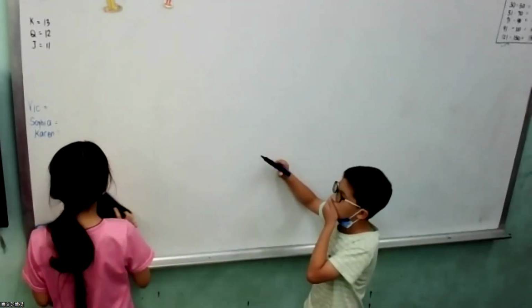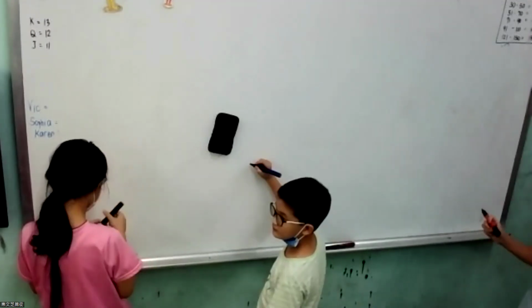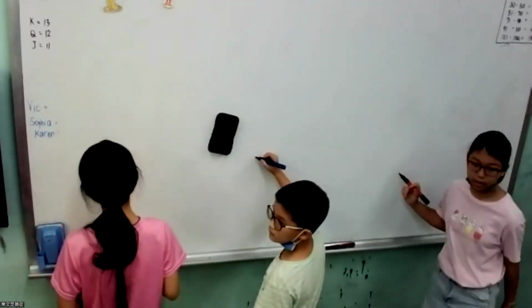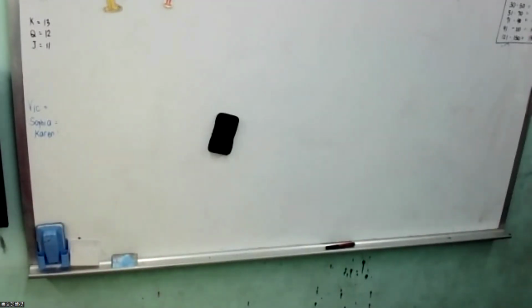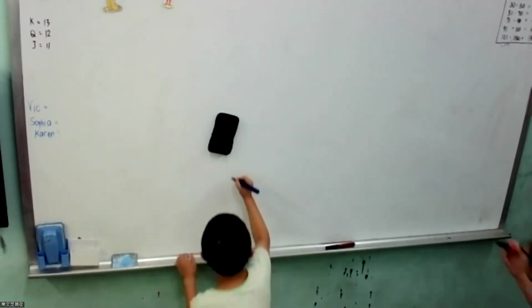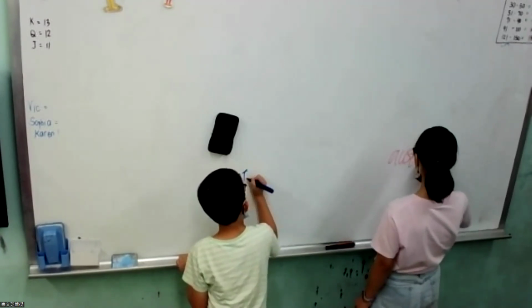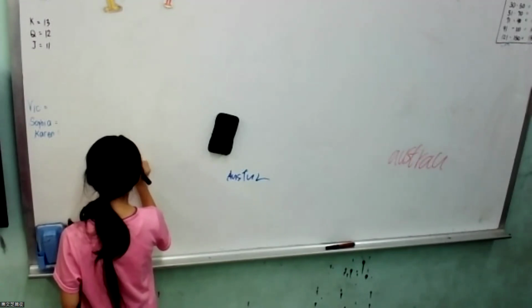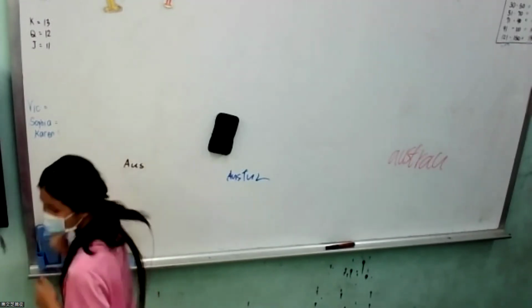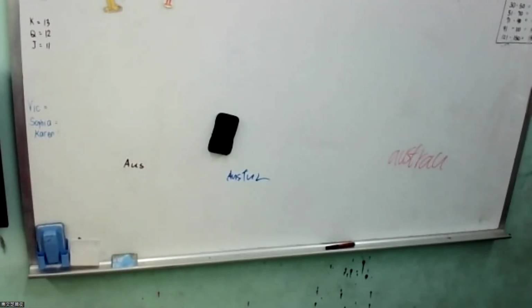Next, what continent is the smallest continent? This is the continent where you can find a lot of kangaroos, and it is the smallest continent. Write the name properly. I cannot understand it.